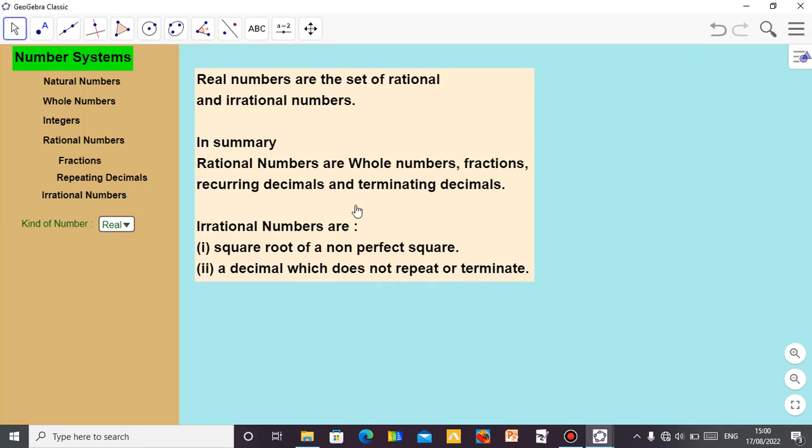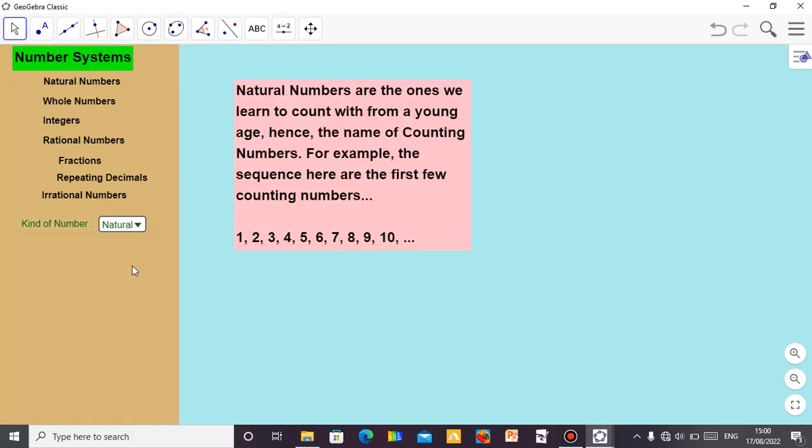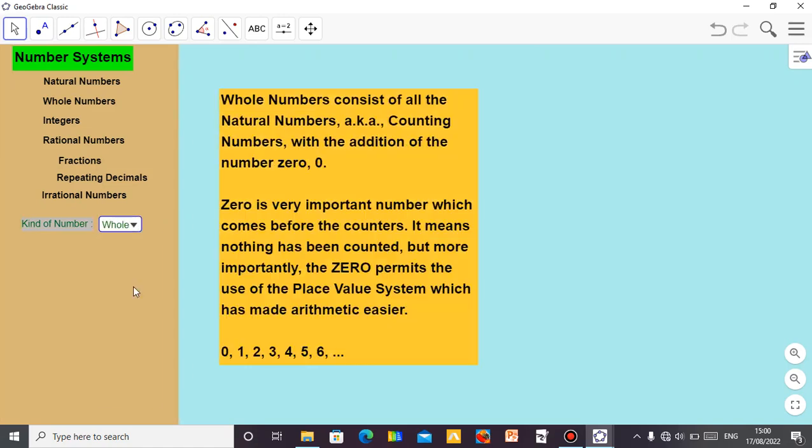So take note of that. Actually most numbers are real numbers, because you can see the classification. Rational numbers include whole numbers and almost all the other types of numbers, apart from irrational numbers, which are square roots of non-perfect squares and numbers whose decimals do not repeat or terminate. So this is all I have in this video, the meaning of these types of numbers in mathematics.